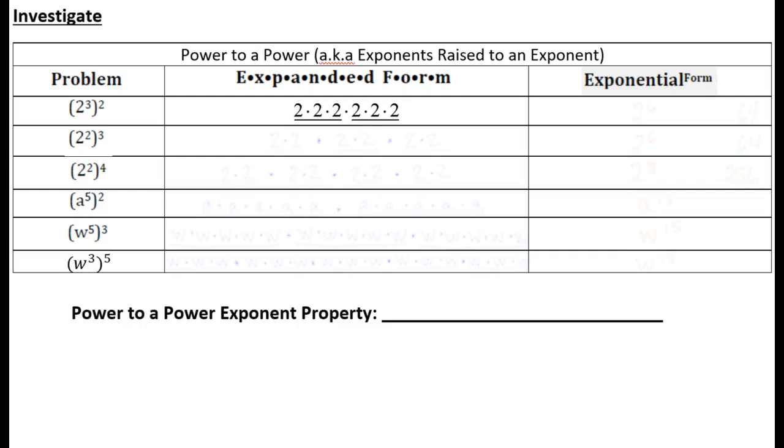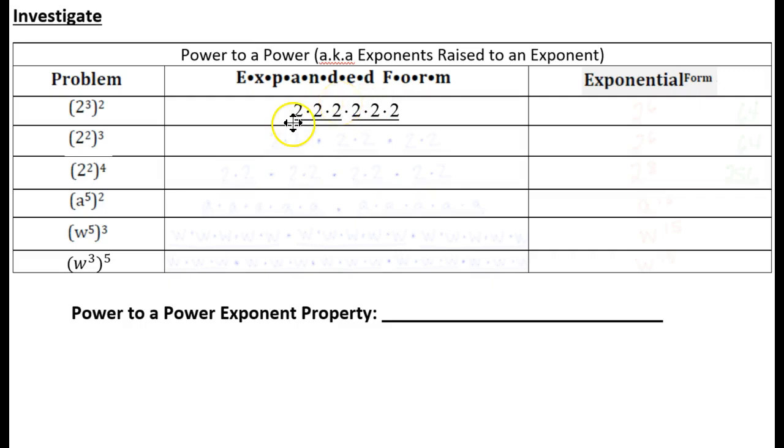In this next investigation, we are going to be raising a power to a power, also known as exponents raised to an exponent. Okay, so these are a little bit different because now I'm taking 2 to the 3rd power and I'm raising this whole expression to the 2nd power. So what this looks like in expanded form, 2 to the 3rd power becomes 2 times 2 times 2, but I want to do that twice. So I have 2 times 2 times 2 for the first time, and then for the second time, 2 times 2 times 2. So I'm multiplying them together.